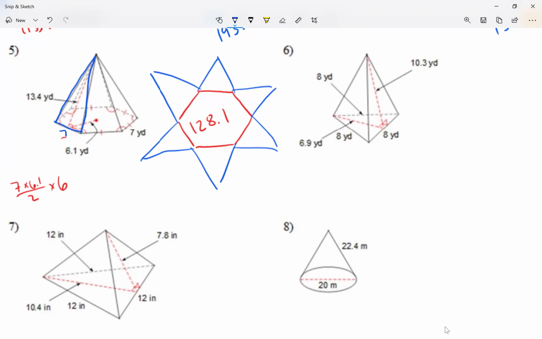When I look at this triangle, I see the base at the bottom is 7, and this distance right here is 13.4. Those are the two measurements that make the 90-degree angle. So for that triangle, I have to go 7 times 13.4 divided by 2, and I get 46.9. The cool thing is that each of my triangles is 46.9.